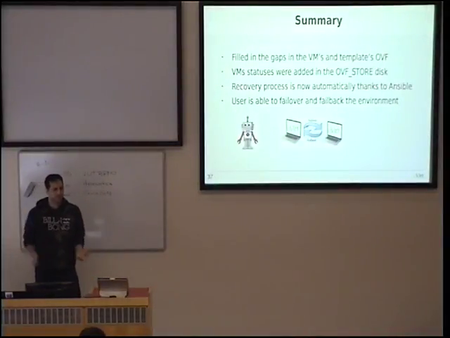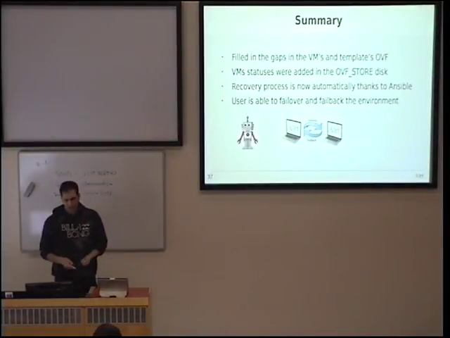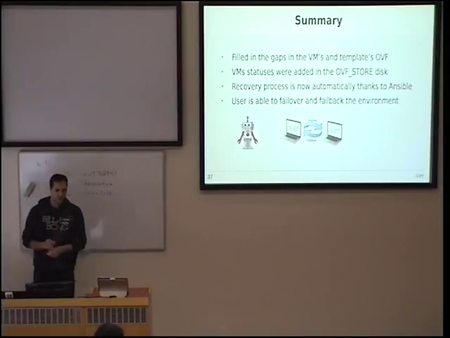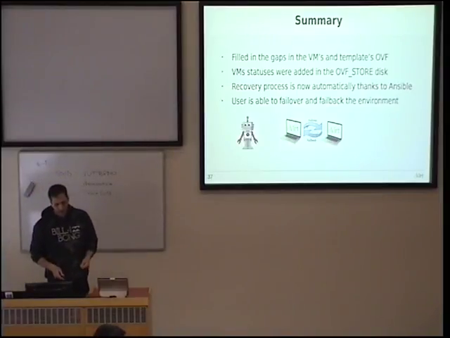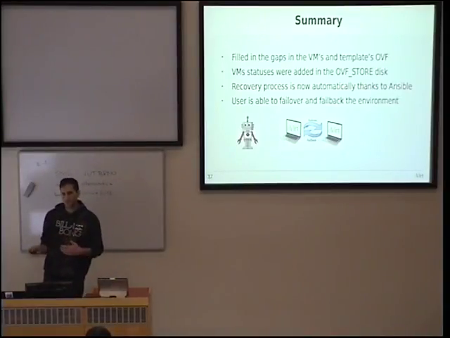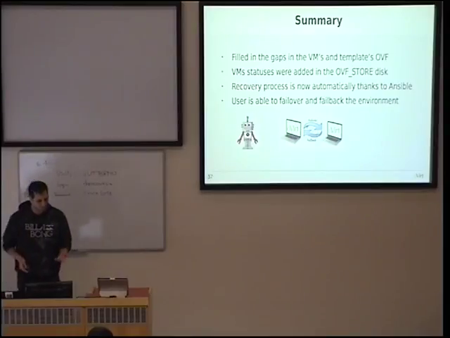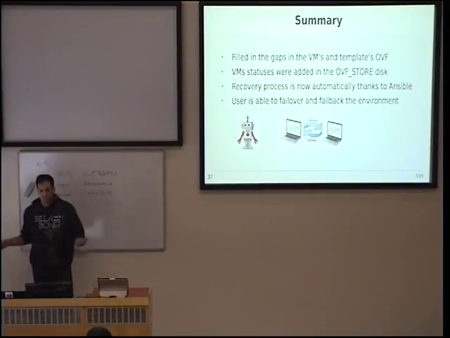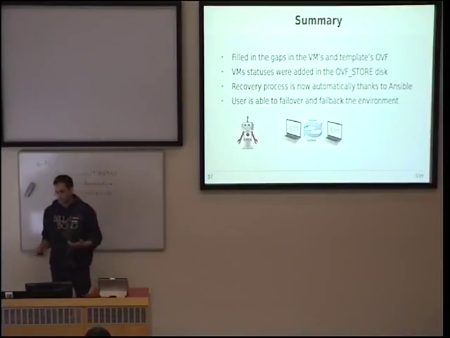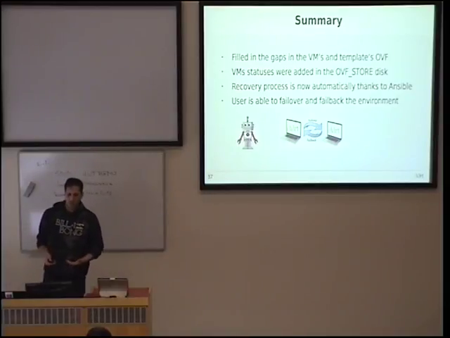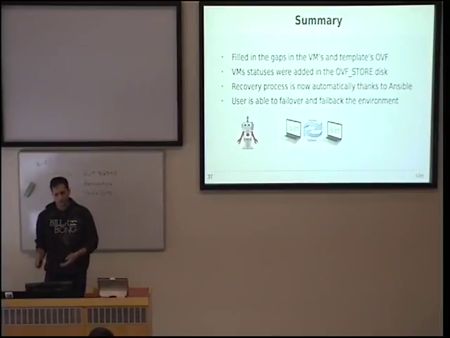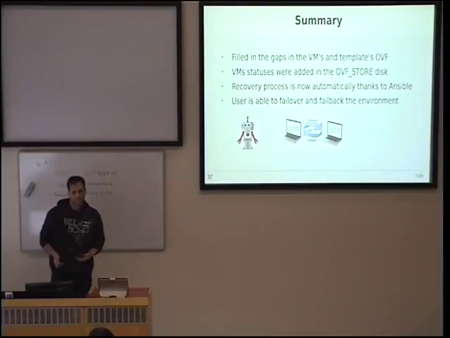So what we see is that in oVirt 4.2, we basically fill in most of the gaps of VMs and templates in the OVF. VM statuses are now part of the OVF store, so we can know which VMs ran before the disaster, and the admin can choose what to do. The recovery process is automatic, thanks to Ansible. The admin doesn't have to break his head or use all kinds of magic to do so. It makes it much easier. And the user can choose to also failover and failback his environment whenever he wants to.